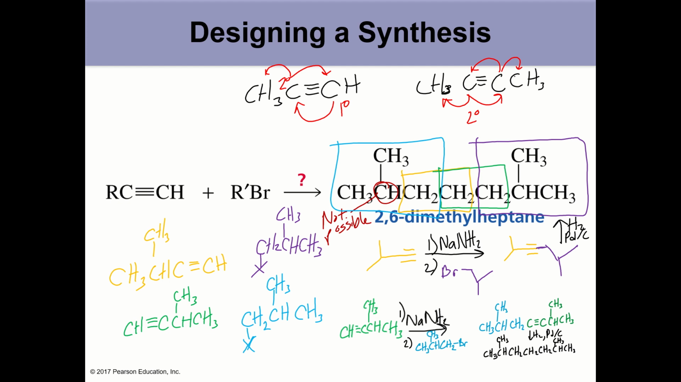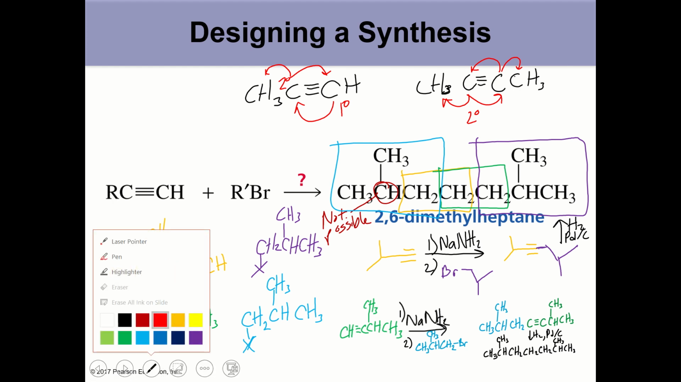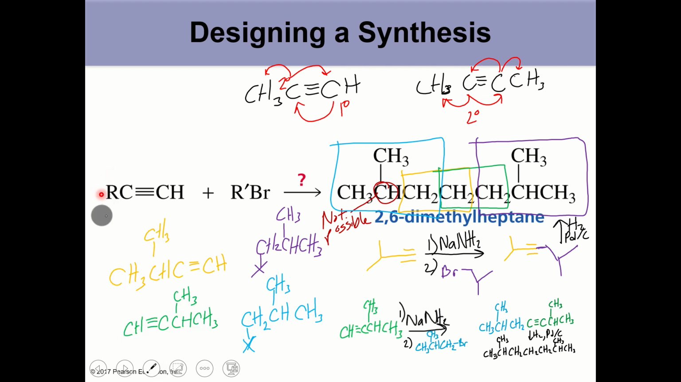And when they put the R group on our terminal alkyne as shown, that means that we get to choose what our starting material looks like. Are we going to pick the orange starting material or the green starting material? It's up to us.